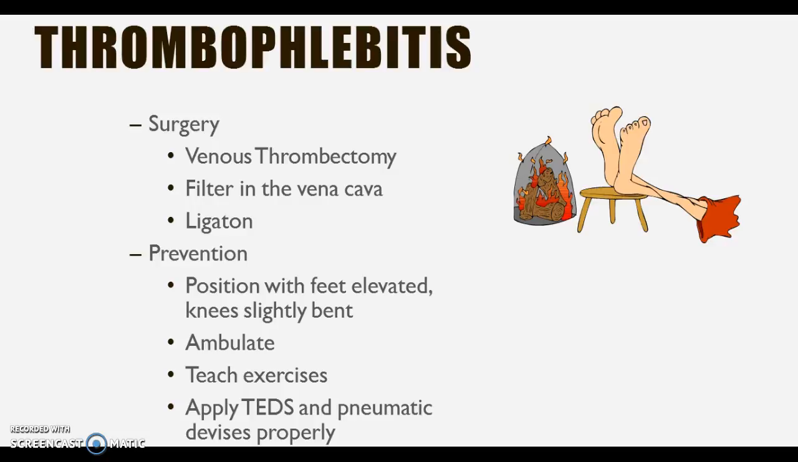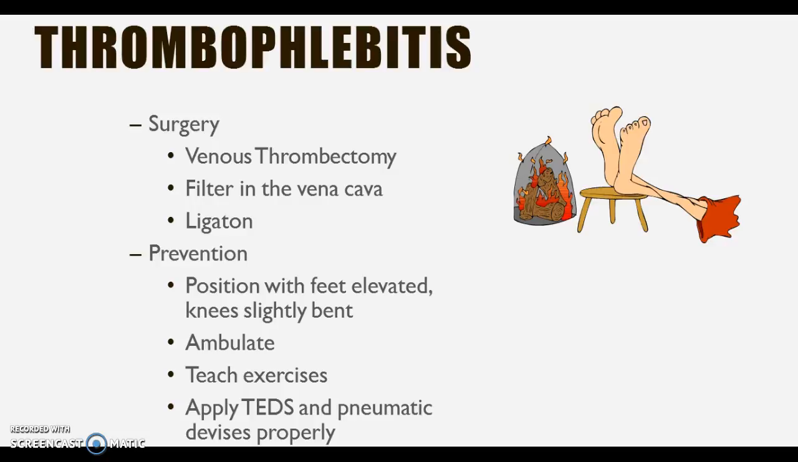The other thing we can do is a ligation and division of the vein, where it joins the femoral vein to prevent clot extension and going into the deep venous system. This we'll talk a little bit more about when we talk about venous ligations.